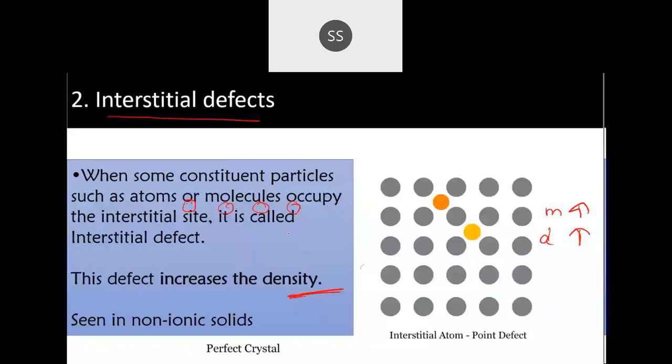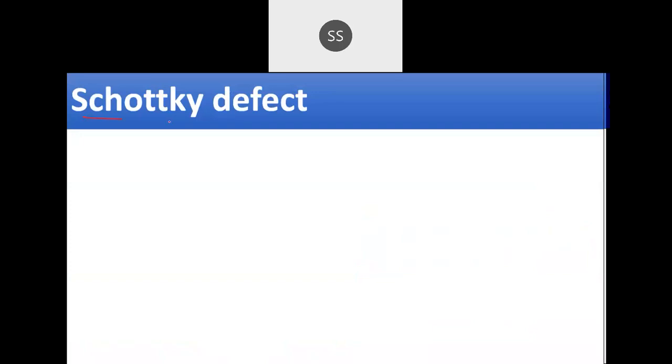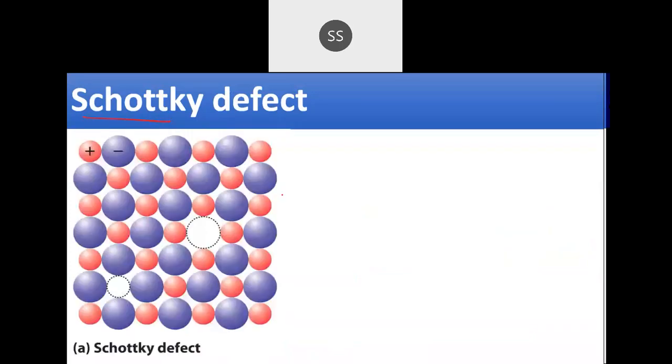Then we have seen for ionic solids, two defects were there. One is Schottky defect. First one is Schottky defect. What was exactly Schottky defect? Schottky defect is usually seen in a crystal which is having the cation and anion almost having a comparable size. If the cation and the anion, both of them are having almost the same size, then this defect will be shown in them.